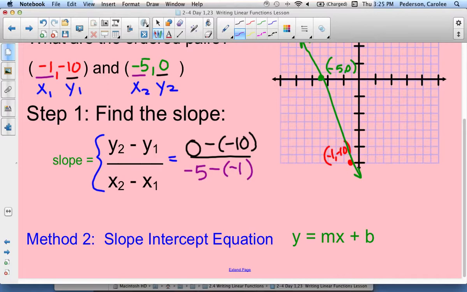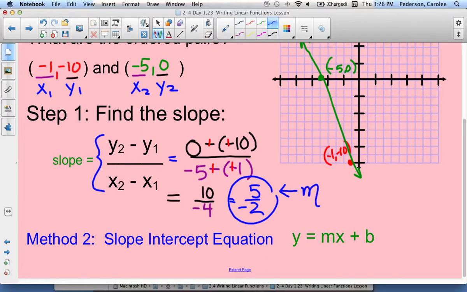Now we're going to simplify that fraction. So remember, a negative and a negative turns to a positive, and then same thing down in the denominator. So now the numerator, 0 plus 10 is 10 over -5 plus 1 is -4. So as a fraction, we can reduce it to -5/2 or -2.5. You can leave it as a fraction or as a decimal. So there's your slope.